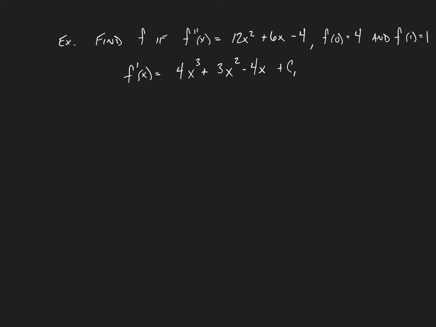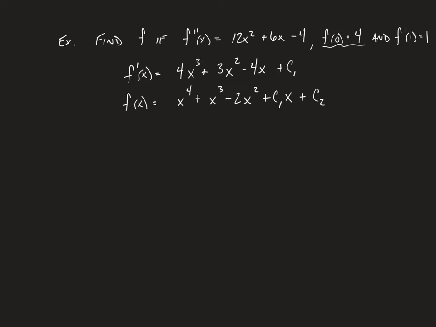Now I can do the same thing to this and find f of x generally, which is going to be x to the 4th plus x cubed minus x squared, what times 2 gives me 4, plus c1 x plus c2. All right, so we could have another constant. Now we have two pieces of information that are useful.